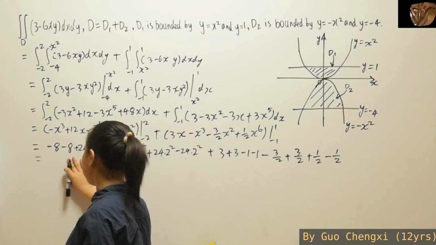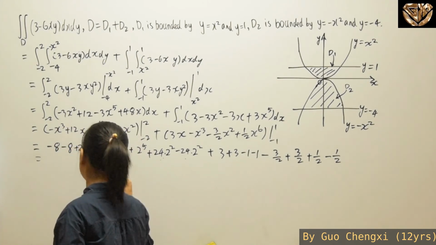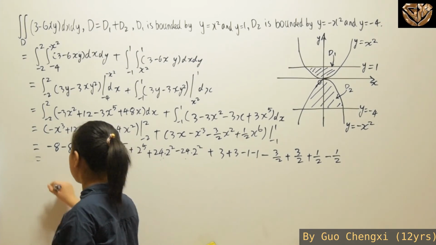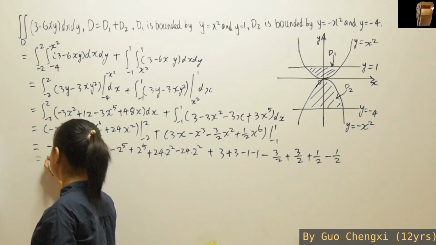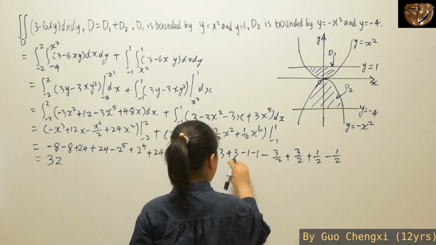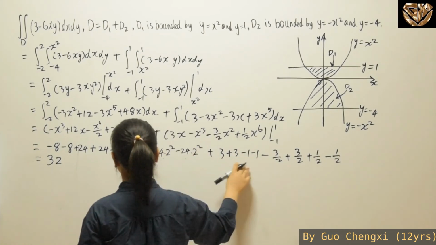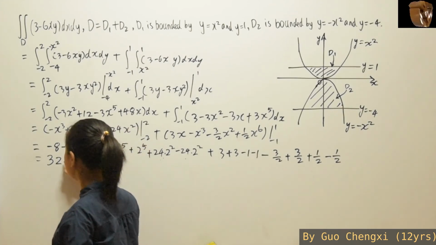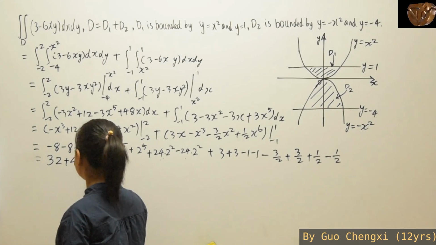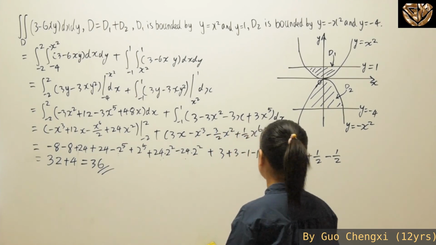So what we're going to be left with: when you put these 4 together, 24 plus 24 is 48. 48 minus these two together, 16, is 32. On the other hand, the other part: 3 plus 3 is 6, minus 1 minus 1 is 2, so 6 minus 2 is basically 4. So 32 added with 4, we're going to end up with 36. And that is our result for this example.